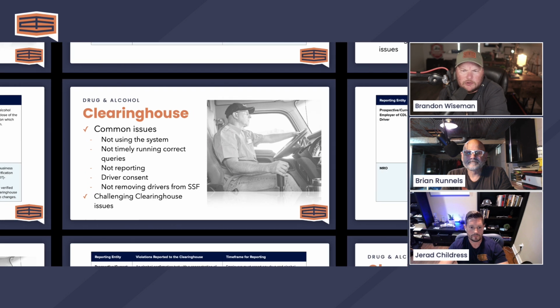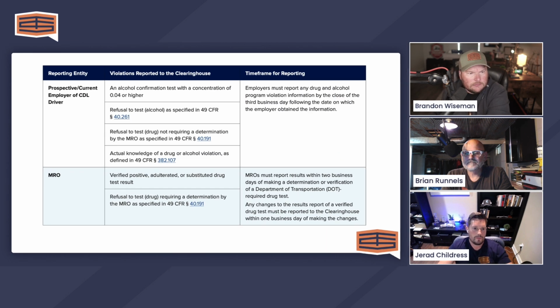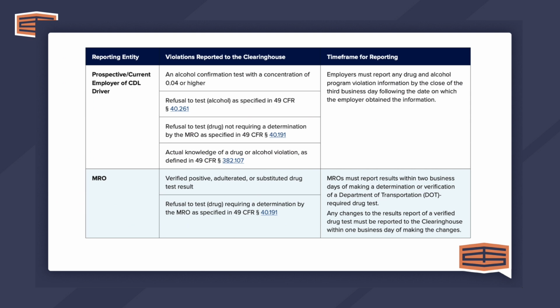All right, Jared, you want to wrap this up with the reporting stuff here? Yep. Very last thing here, and recognizing that we're short on time, take a screenshot of this if this is new to you: the reporting obligations of prospective and current employers as well as MROs. I will point out the timeframes for reporting. When you become aware of the violation, you have until the close of the third business day, close of business, to report that to the clearinghouse as the employer or the prospective employer. MROs have a different reporting timeline, which I won't point out.